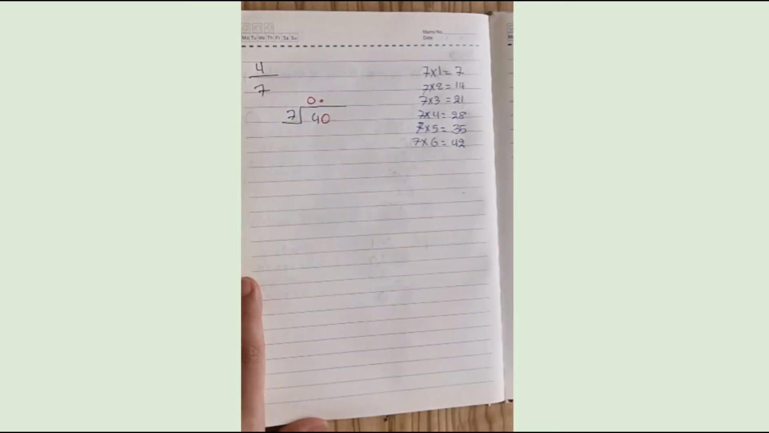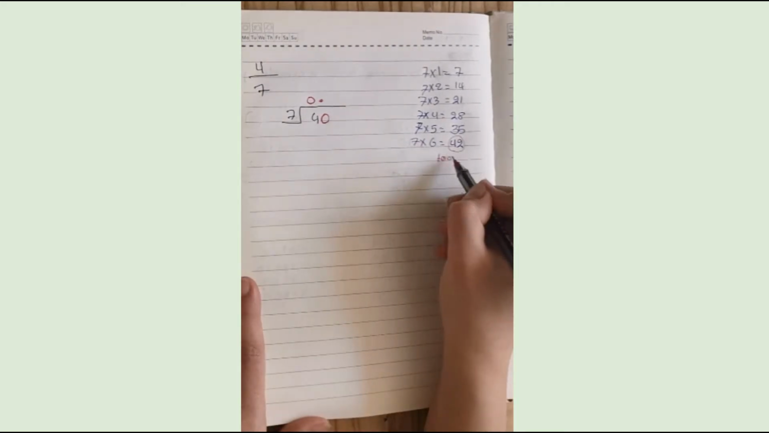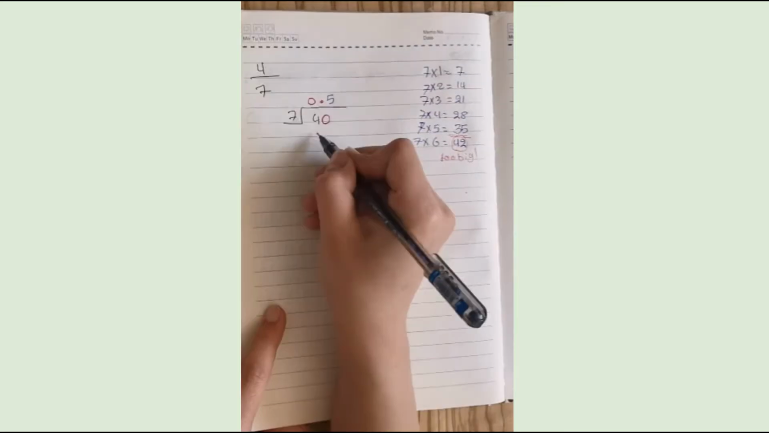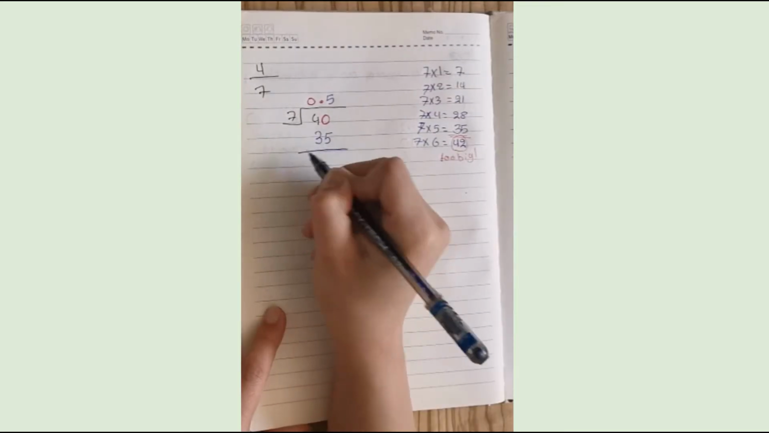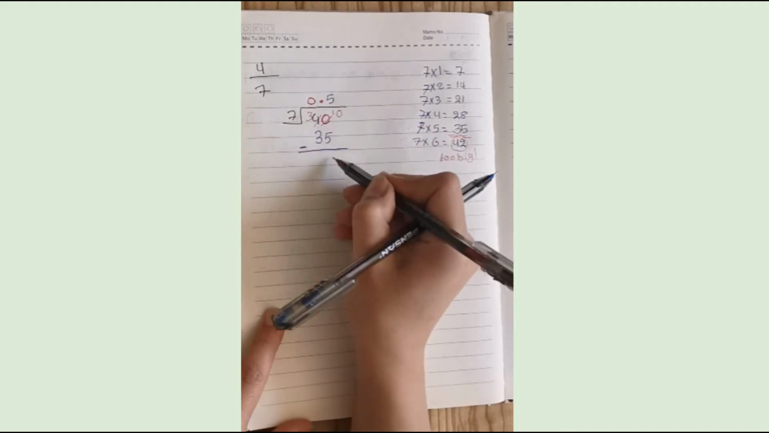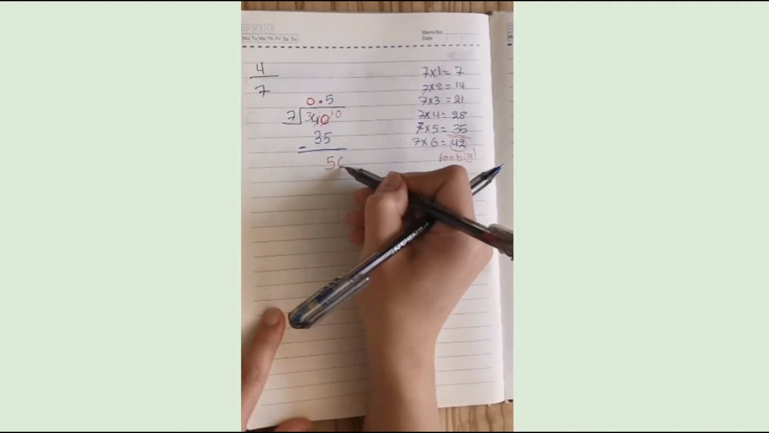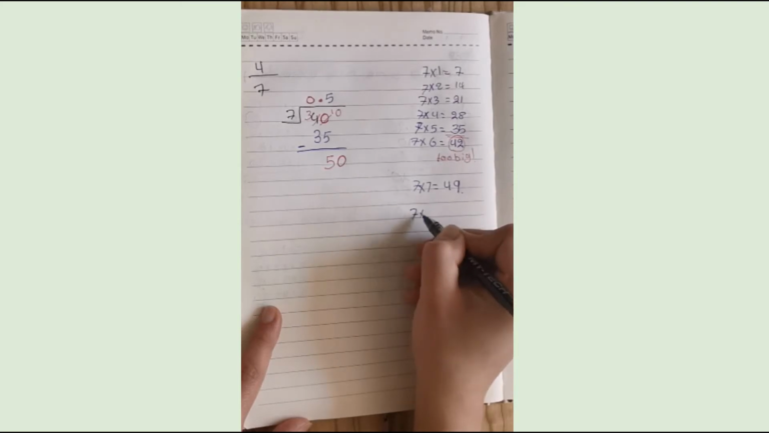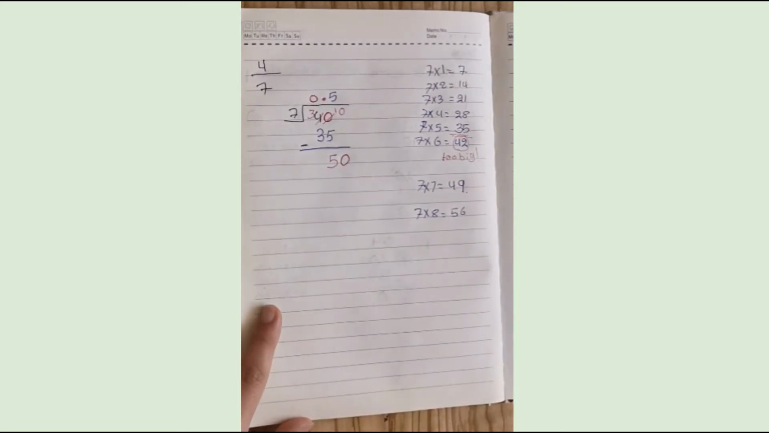7 times 6 is 42, and 42 is too big, so we just stick with 35. Okay, 5 times 7 is 35. 40 minus 35 equals 5. Alright, now we have 50. We have to keep going until we get a number that is closest to 50.